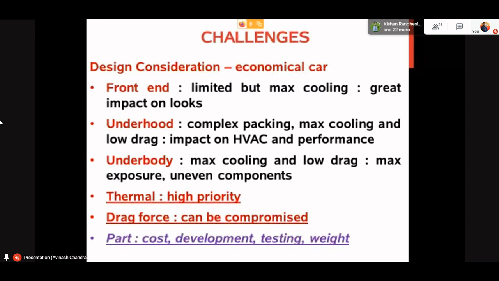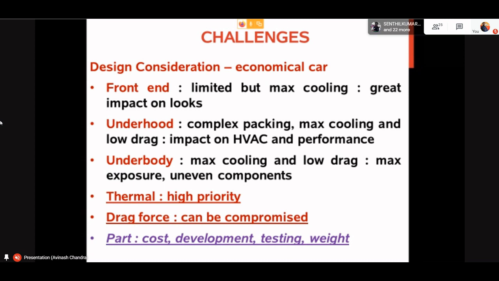As the development is happening, the packing of the engine is getting very complex. It's very compact now. If you see any old car, you can see the components and judge what is what. But if you see a recent car, you won't be able to find any component out there. It will be all packed and sealed. This affects your underhood HVAC system, and it also affects your drag, because the air is penetrating into the underhood, so it generates a lot of drag over there also.